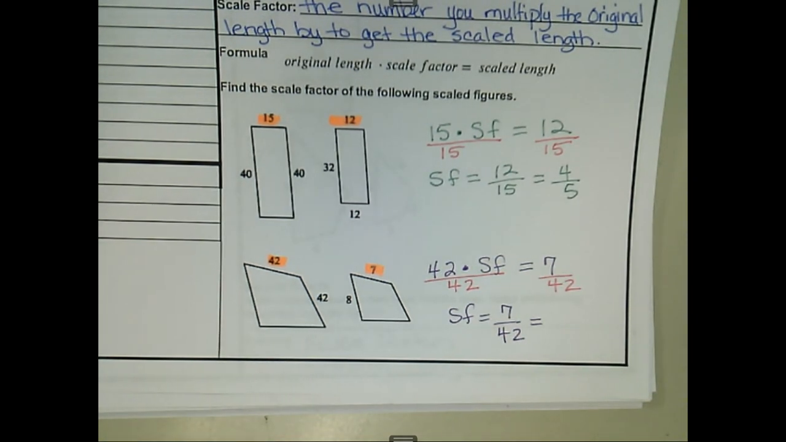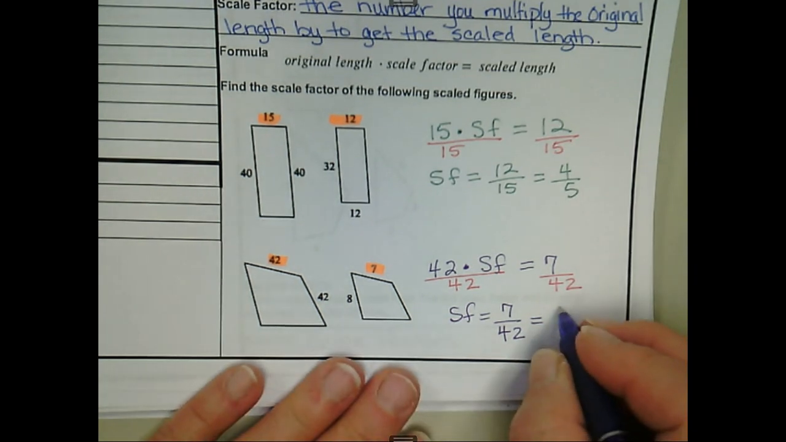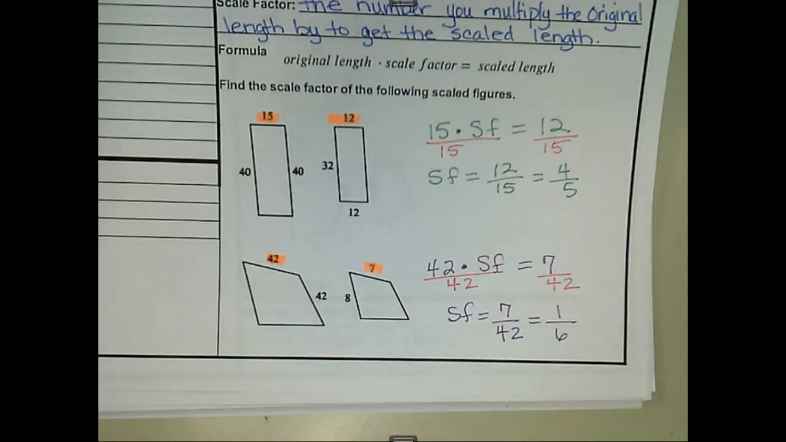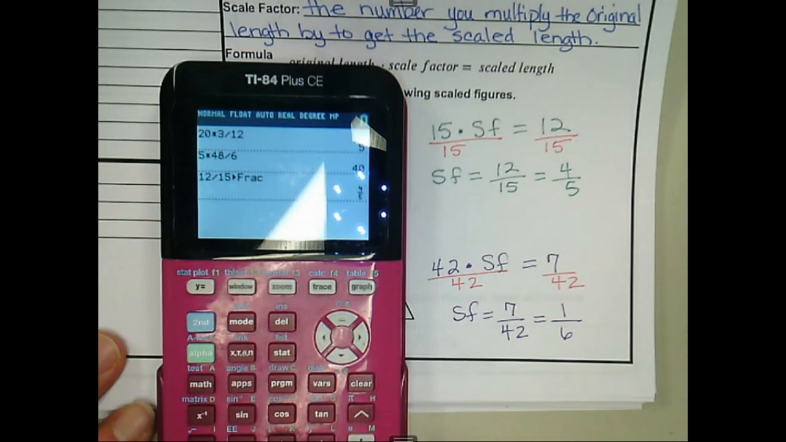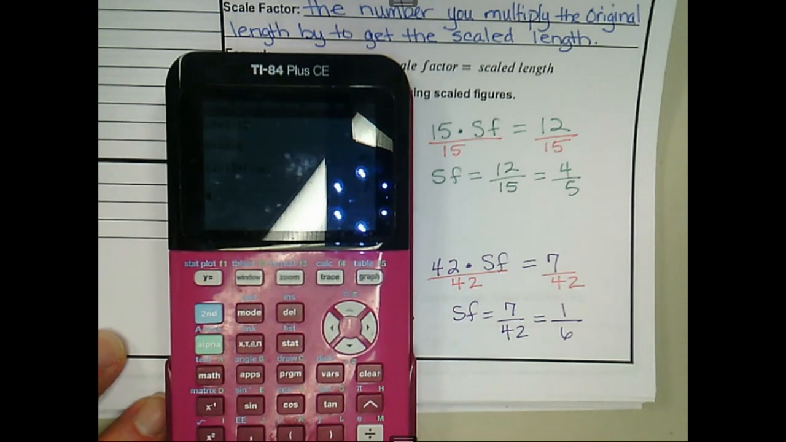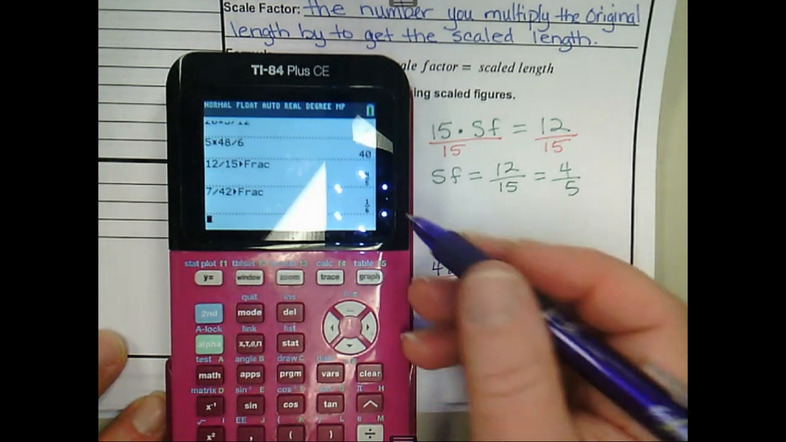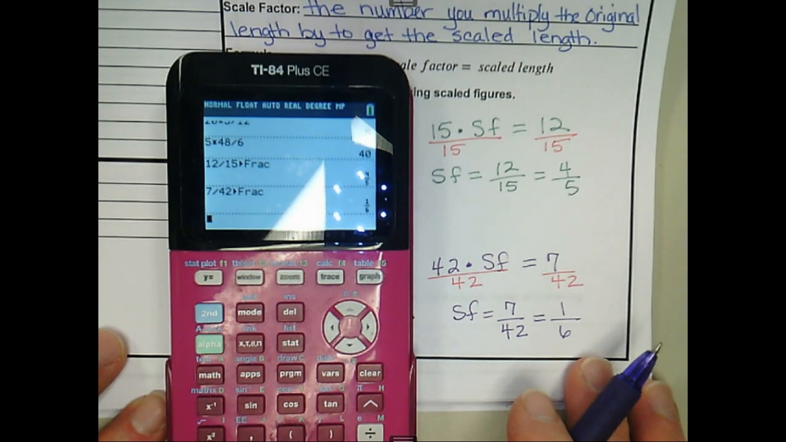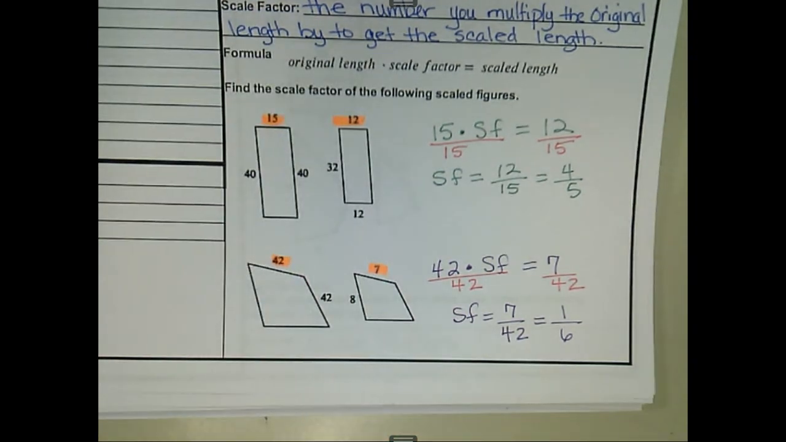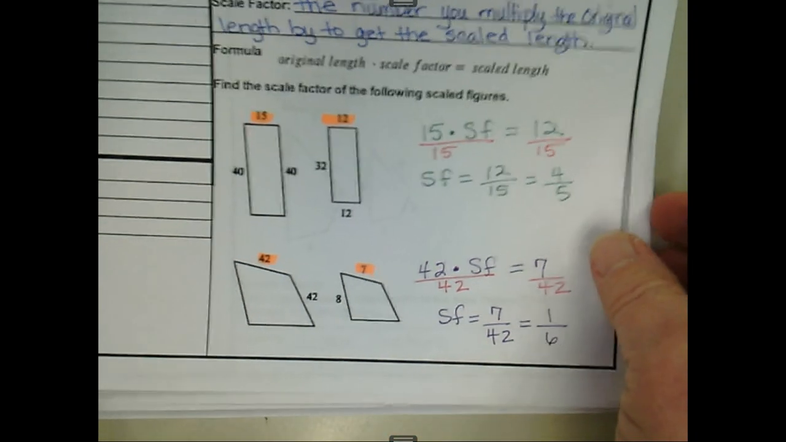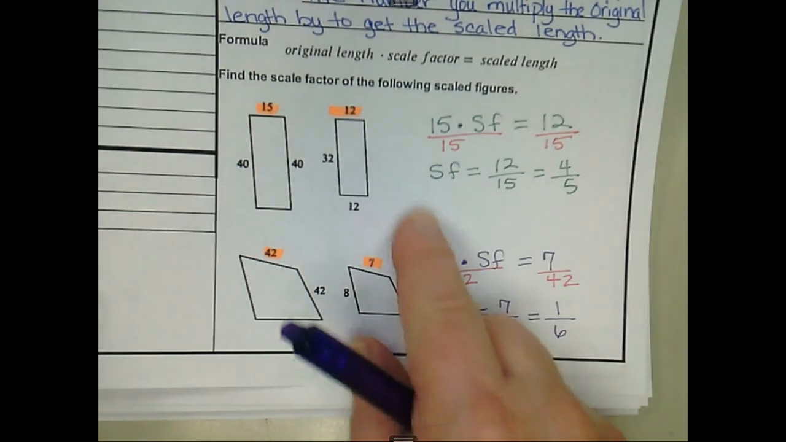Okay, if you're good at math, you know that 7 goes into 42 6 times. So this would be 1 over 6. If you're not good at math, remember, you now have a quick way to do it with your calculator. 7 divided by 42. Math button. Set enter. Enter. 1 over 6. So it is exactly the same. We've been able to simplify quickly. So back it up, listen to it again if you're still struggling with the idea of scale factor.